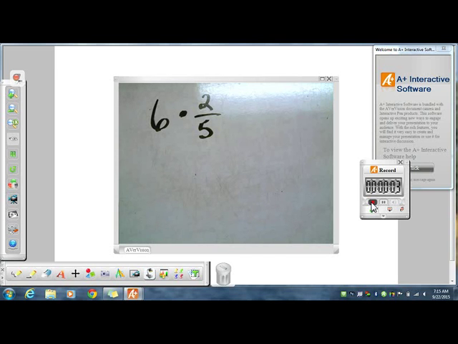Hi, today we're going to talk about multiplying fractions, including whole numbers and mixed numbers. We have an example here of 6, so the whole number 6 times 2/5.